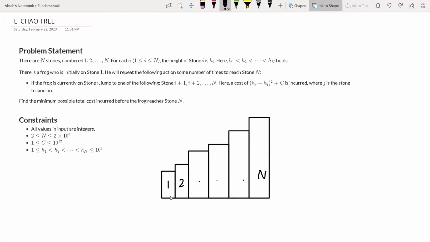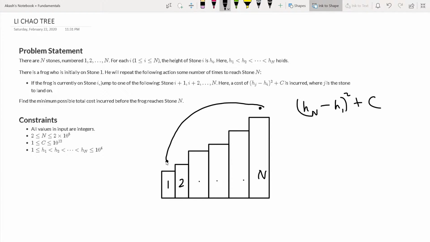So there are n stones numbered from 1 to n. The frog is initially at the first stone and it has to reach the nth stone in such a way that the total cost incurred is minimized. Suppose a frog is at the ith stone, it can jump to any other stone on its right. So one way to go from 1 to n is directly jumping from 1 to n. The cost of this path will be (hn minus h1) squared plus c.